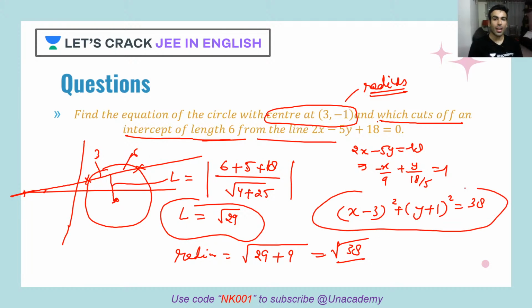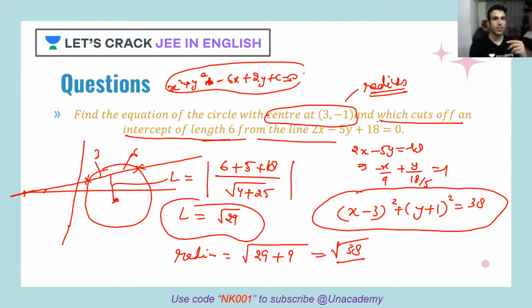Had you used approach number 2, what is approach number 2? You would have assumed the general form x square plus y square plus 2gx and so on. So using that, this would have become x square plus y square minus 6x plus 2y plus c is equal to 0. This is the general form of the equation. Now it is cutting an intercept, so you can try solving this. Then you would have got 2 roots, then equated that length to 6, then found the value of c. This would become a very big problem.